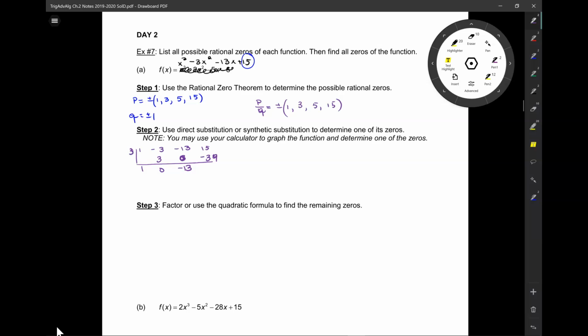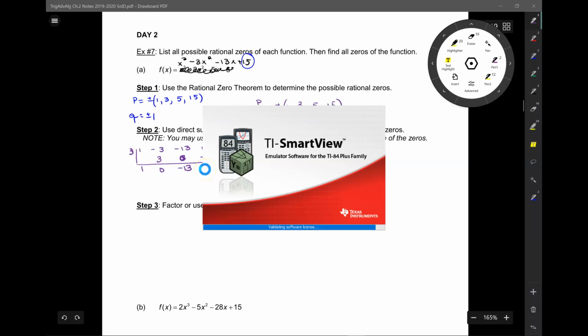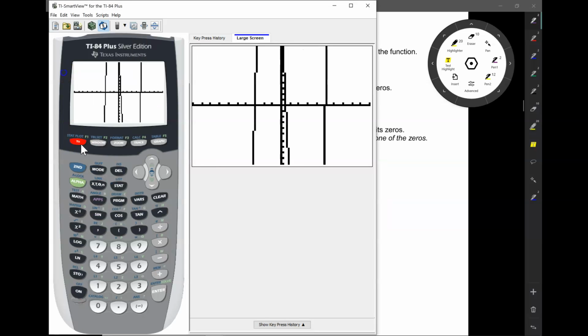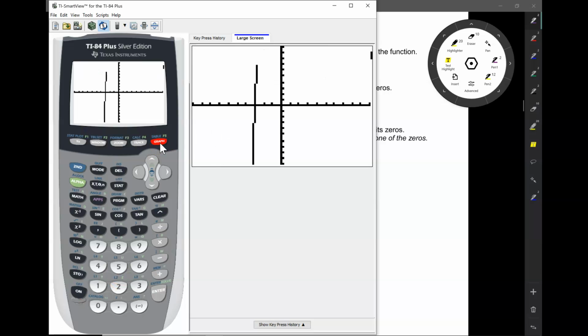So what I want you all to do is take out your calculators. Mine is still not working, so I'm using my old one. And I want you to graph that function. Oops, not this one. I want you to graph x cubed minus 3x squared minus 13x plus 15. I want you to graph it, and it will look something like this.